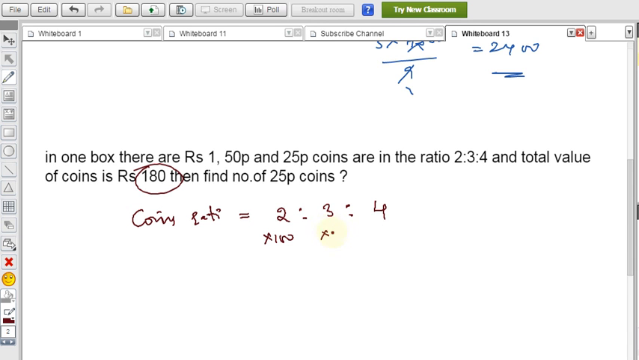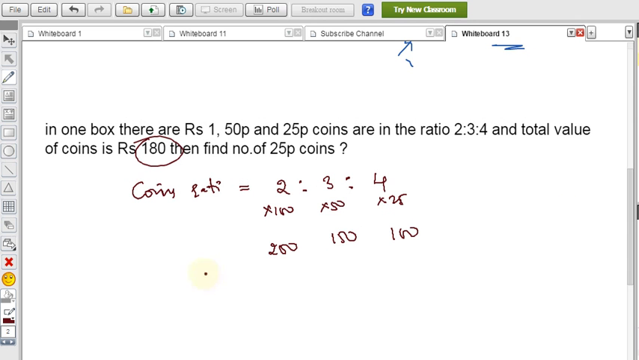And this is multiplied with 50. It is multiplied with 25. So everything will convert into the number of paisa. So 2 into 100 is 200, 150 and 100. Now this is the value ratio. First one is the coins ratio, then the value ratio.